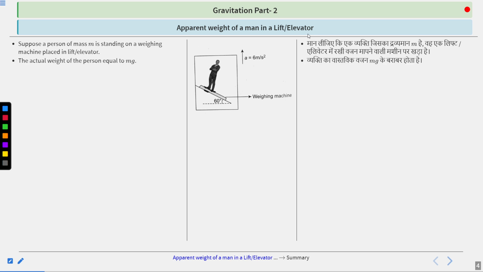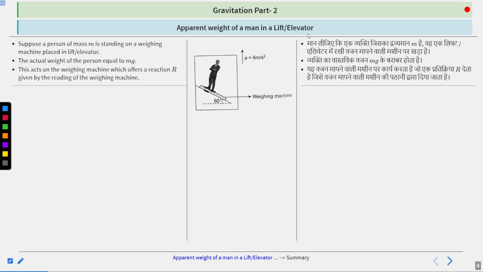The actual weight of the person is equal to mg, mass into gravity. This acts on the weighing machine, which offers a reaction R given by the reading of the weighing machine. So that's how we go by the apparent weight of a man in a lift or elevator. This is just a supposed event. We are supposing there is a person of mass m standing on a weighing machine.